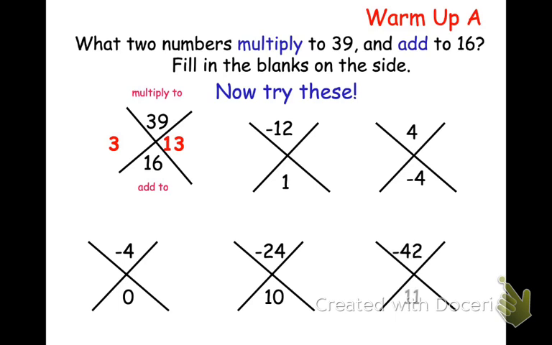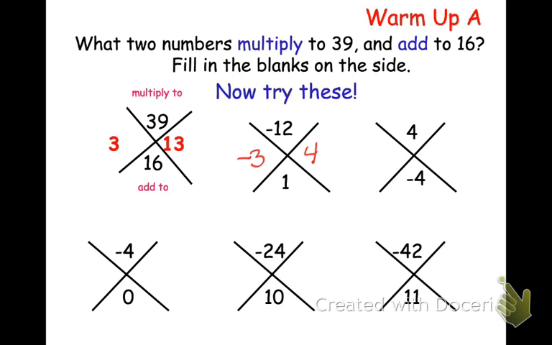We'll do a couple more together. What multiplies to negative 12 but adds to 1? Take a minute, think about it. Okay, Chris, what are you coming up with? Negative 3 and positive 4. Negative 3 plus 4 makes positive 1, and negative 3 times 4 makes negative 12. You get the idea?